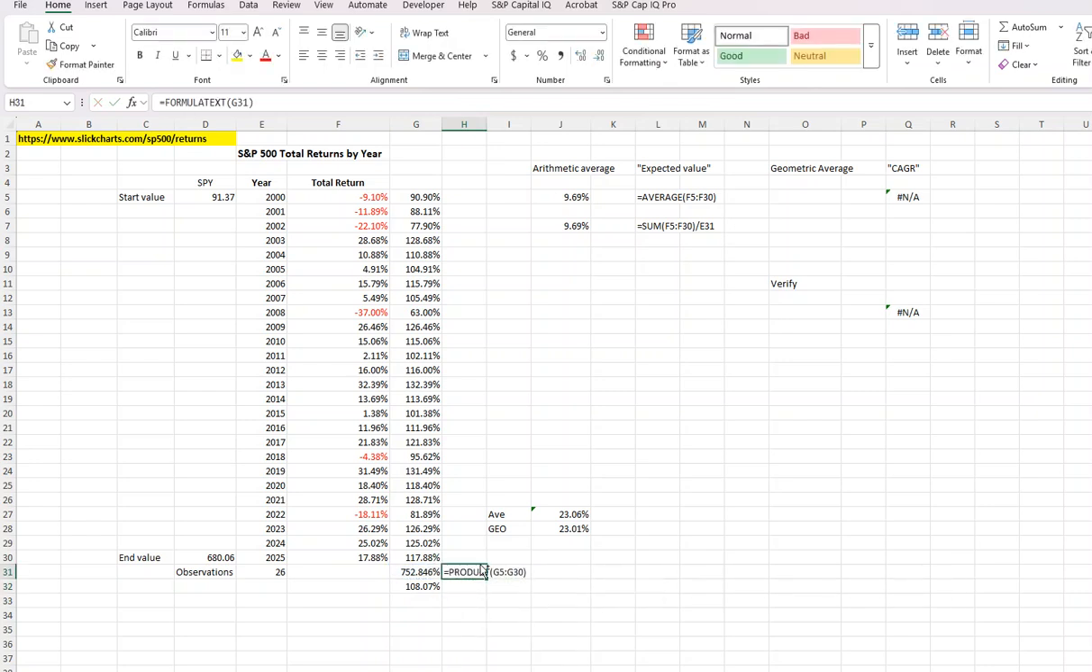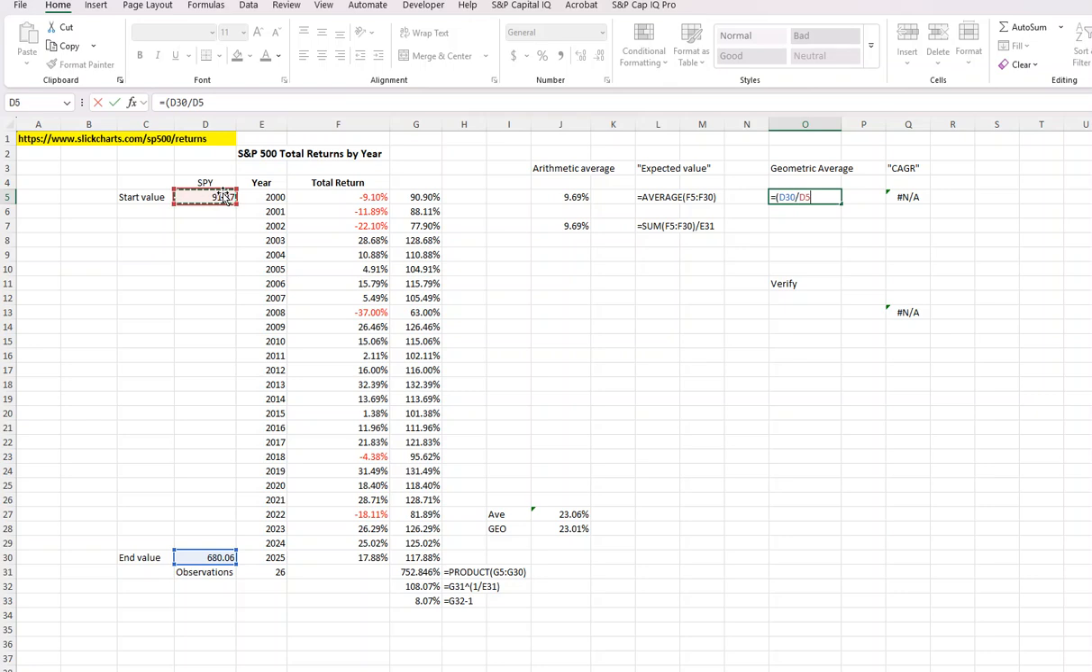And then lastly, we want to subtract 1. And so we get approximately an 8.7% rate of return. So that's one way to solve for the geometric average. Another way is if we have prices, we can take our starting or ending price and divide it by our starting price. And so if we just did that alone, and then we minus 1, that's our percentage of increase.